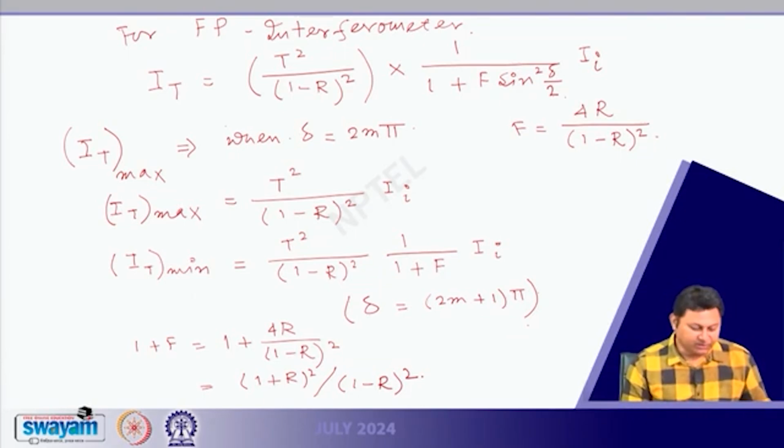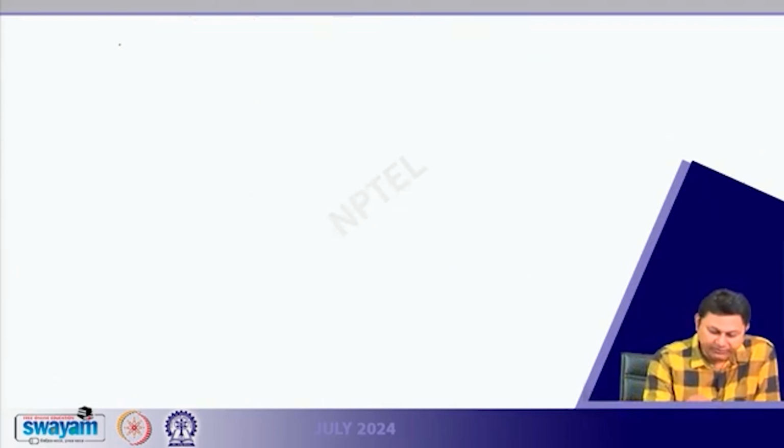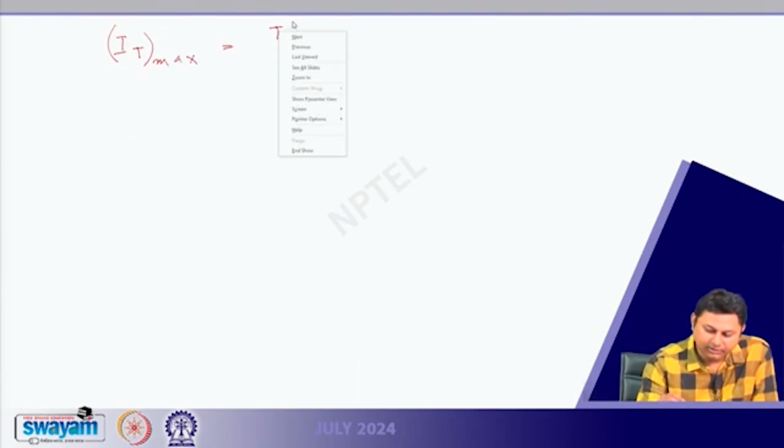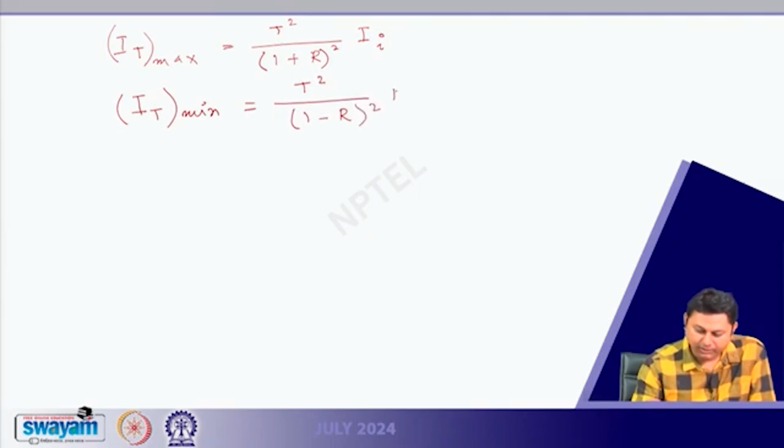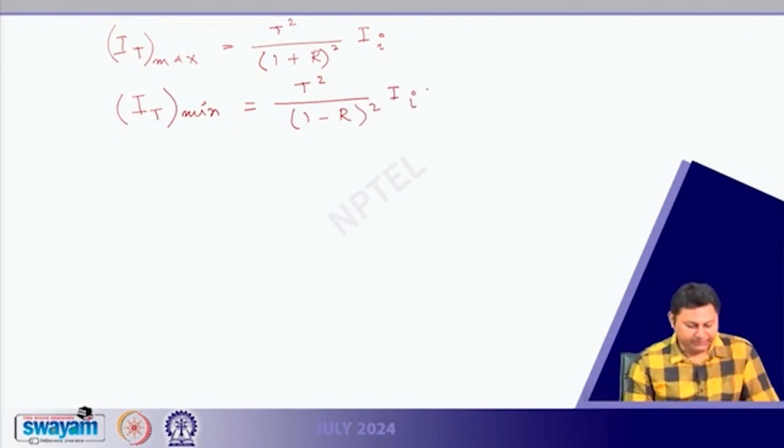Now, once we have the expression of 1 plus F in this way, readily we have IT max as T square divided by 1 plus R whole square, and IT min is T square divided by 1 minus R whole square, this quantity.